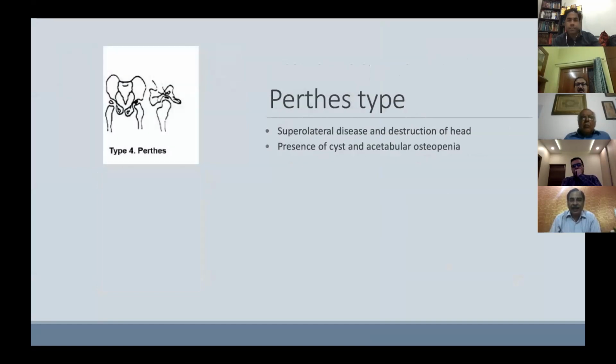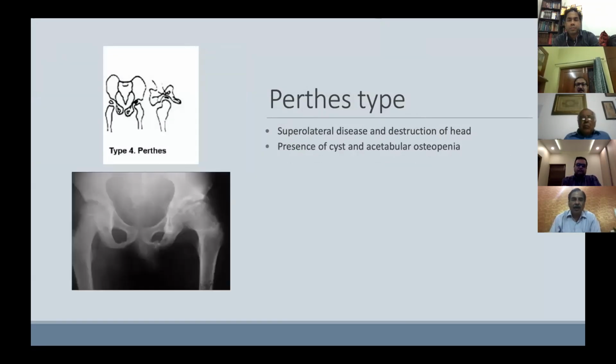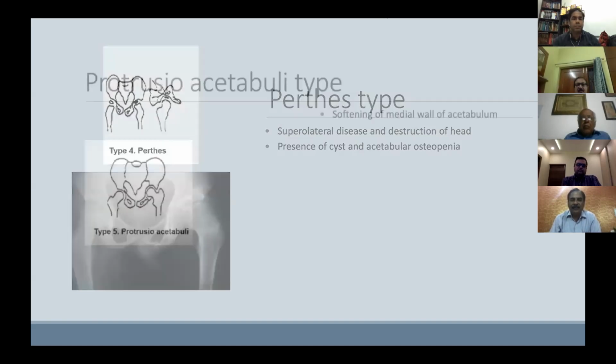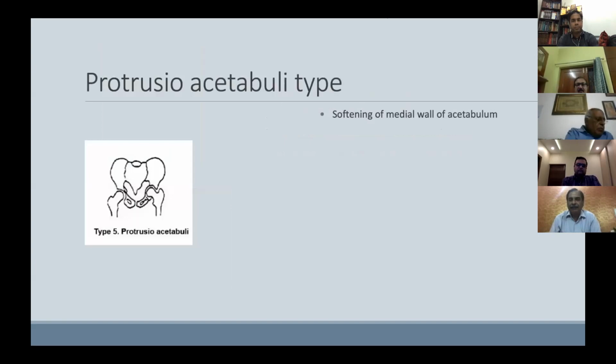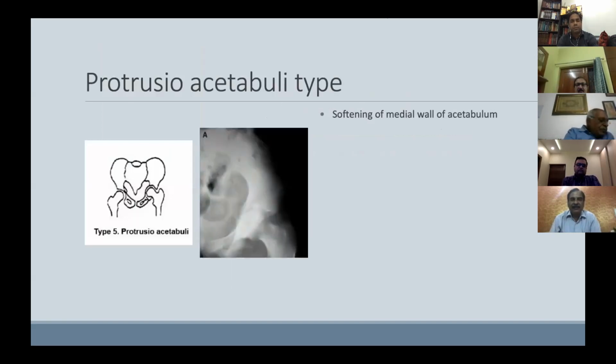The Perthes type is superolateral disease with destruction of the head. You can have the presence of cyst and acetabular osteopenia. If you look at it, it looks quite like Perthes disease. Then the protrusio acetabuli type, where there's a softening of the medial wall of the acetabulum, and that gives rise to a protrusio type.